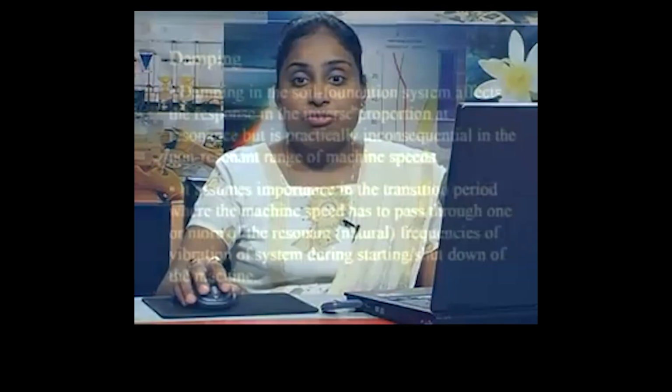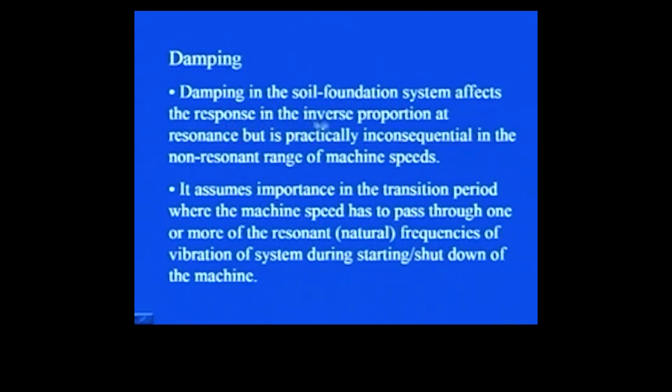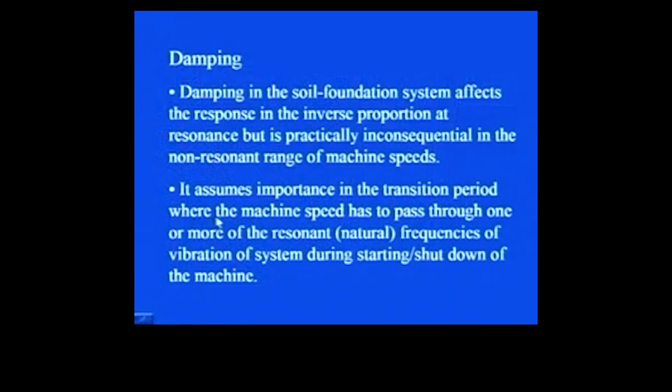Damping in the soil foundation system affects the response in inverse proportion at resonance, but is practically inconsequential in the non-resonant range of machine speed. So, we have to see that during resonance, when the amplitude becomes almost infinite, the damping effect is in inverse proportion. It assumes importance in the transition period where the machine speed has to pass through one or more of the resonant or natural frequencies of vibration of the system during starting or shutting down the machine.